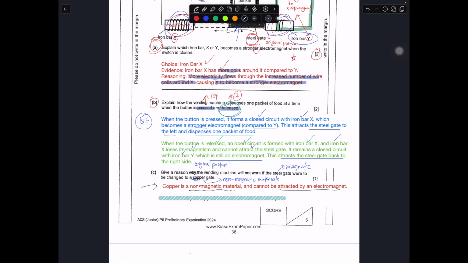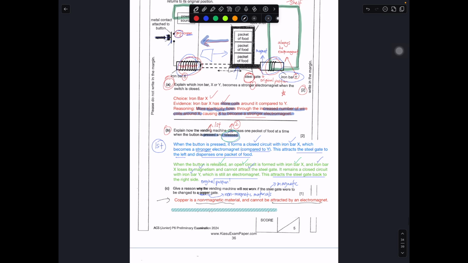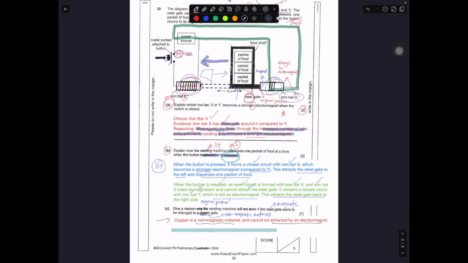Pretty straightforward. A lot of students will think that because it is a circuit, it has to do with copper being a conductor of electricity. Yes, copper is a conductor of electricity, but it has nothing to do with why it will not work. The idea of a non-magnetic material must be stated. That is the key as to why this machine will not work if you change the steel gate to a non-magnetic material such as copper, or even aluminium or gold.